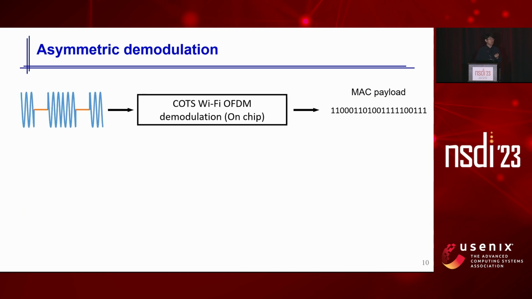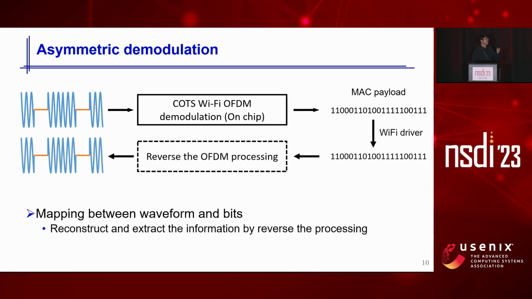When the input is an OOK modulated signal, the device can also provide a sequence. Then the demodulation procedure is a kind of mapping between the original waveform and the final bits. Intuitively, we can reconstruct the input signal by reversing the whole OFDM processing procedure. Then we can try to extract the information from the reconstructed waveform. But usually, we cannot reconstruct exactly the same kind of waveform as the input.